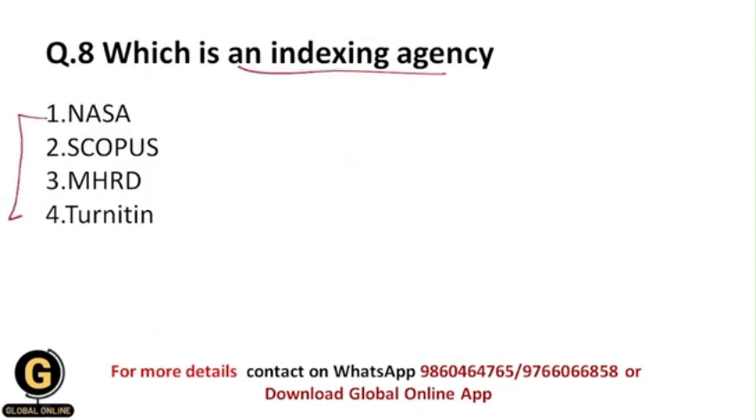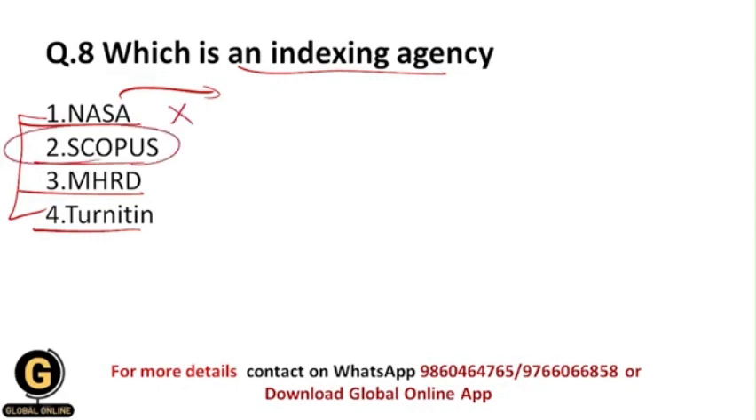Next is: which is an indexing agency? Now here they have given us certain names of institutes or agencies, and we need to identify the indexing agency from these. So is NASA an indexing agency or not, Scopus, MHRD or Turnitin. All of you are well aware of NASA. Basically NASA is situated in the US, and the full form of NASA is National Aeronautics and Space Administration. It is an independent agency of the US federal government, responsible for the civil space program, aeronautics research and space research, and that's why this is not an indexing agency, so this gets eliminated.